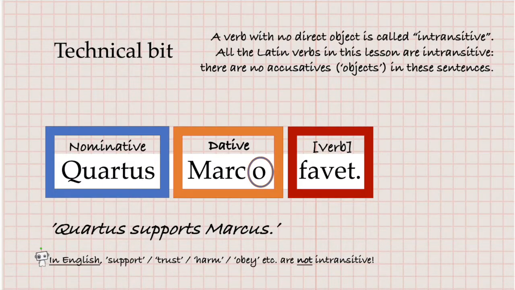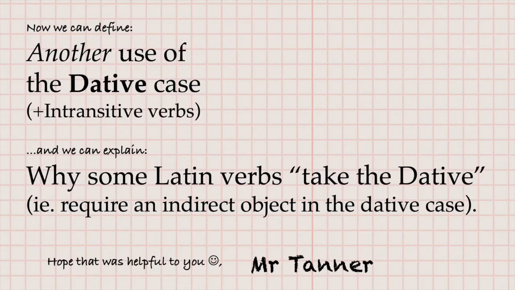Okay, here comes a technical bit of explanation. A verb with no direct object is called an intransitive verb. All the Latin verbs in this lesson are intransitive, so there are no accusatives, no objects in these sentences. In English, however, these verbs are transitive, so they can take a direct object. Quartus supports Marcus. So now you can define another use of the dative case with intransitive verbs in Latin, and you can hopefully define what an intransitive verb is as well. And then you can explain why some Latin verbs take the dative, that's to say require an indirect object in the dative case.